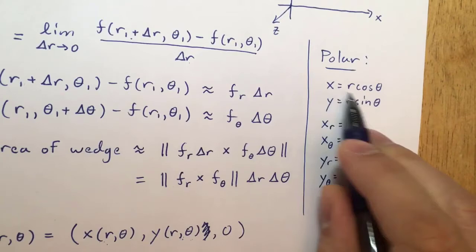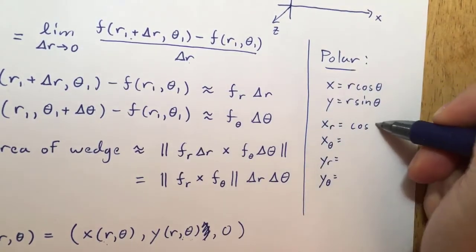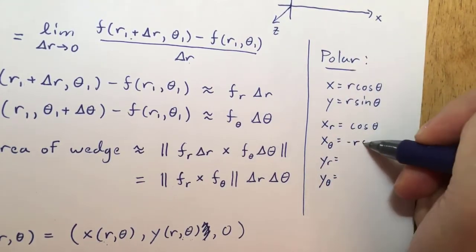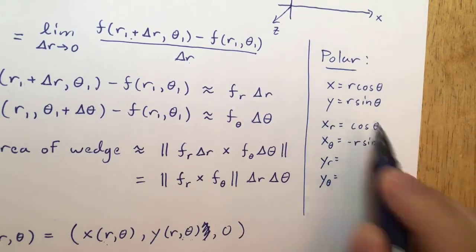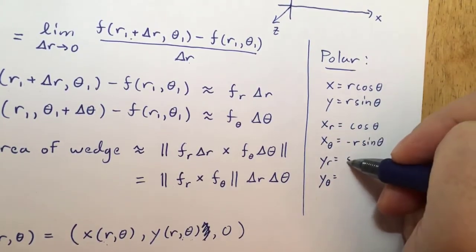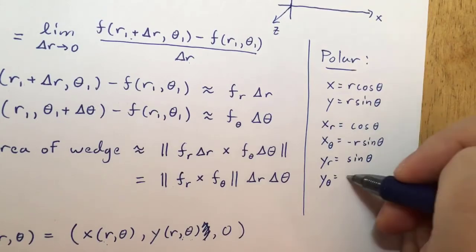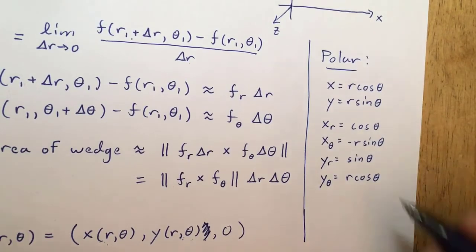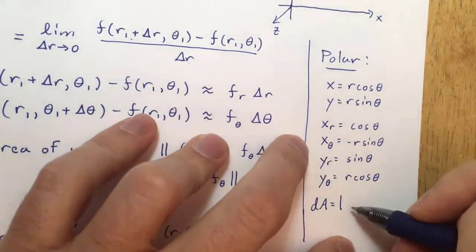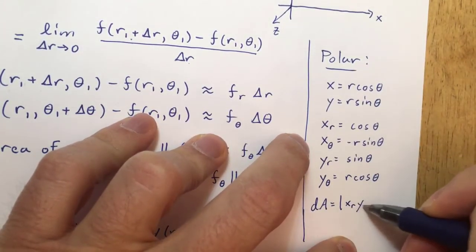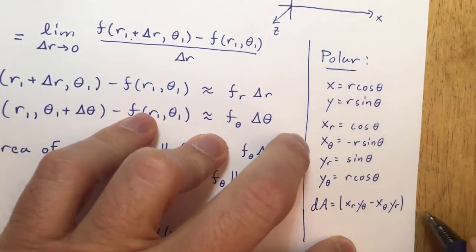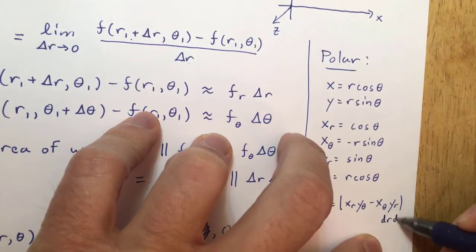Well, xr is just the derivative of this with respect to r. That's just cosine theta. x theta is the derivative of this with respect to theta. That's minus r sine theta. yr is the derivative of this with respect to r, so that's sine theta. And y theta is r cosine theta. Now remember what dA became: it was xr y theta minus x theta yr, and then we had the dr d theta.